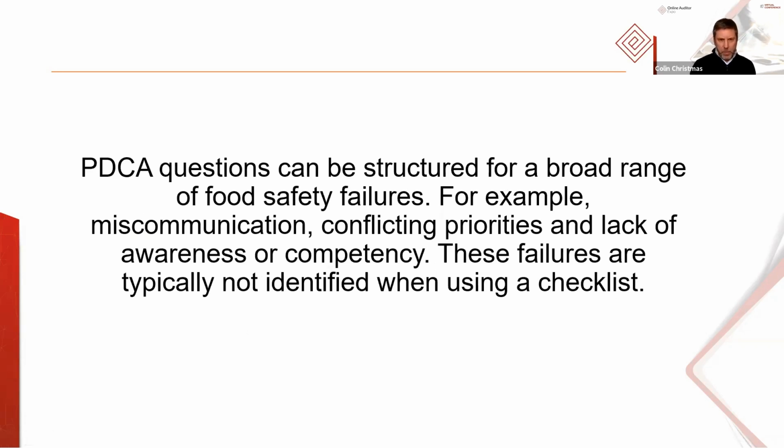So here's a good example. PDCA questions can be structured for a broad range of food safety failures. What I have come across that's common in the process approach is miscommunication, conflicting priorities, lack of awareness, lack of competency. So these are failures that are not typically identified when using a checklist. When you go through asking PDCA type questions, you will identify these common food safety failures. And that's why it's important, to give you a confidence level that the food safety management system is truly functioning within that organization.